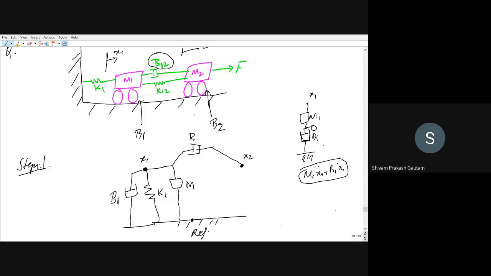So for that, we have taken each basic element one at a time. If you want to connect like this, you can, but in that case you have to make sure that with m1 x1 double dot you also take b1 x1 dot. If you connect like this, then your mathematical equation will also have both of these basic elements.